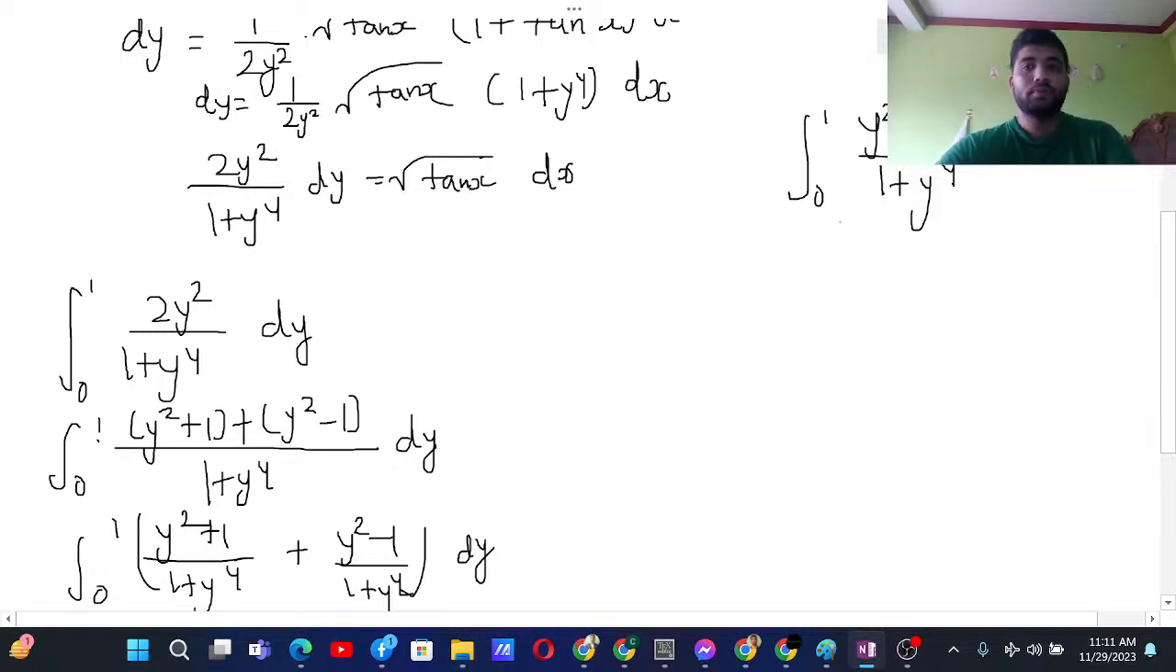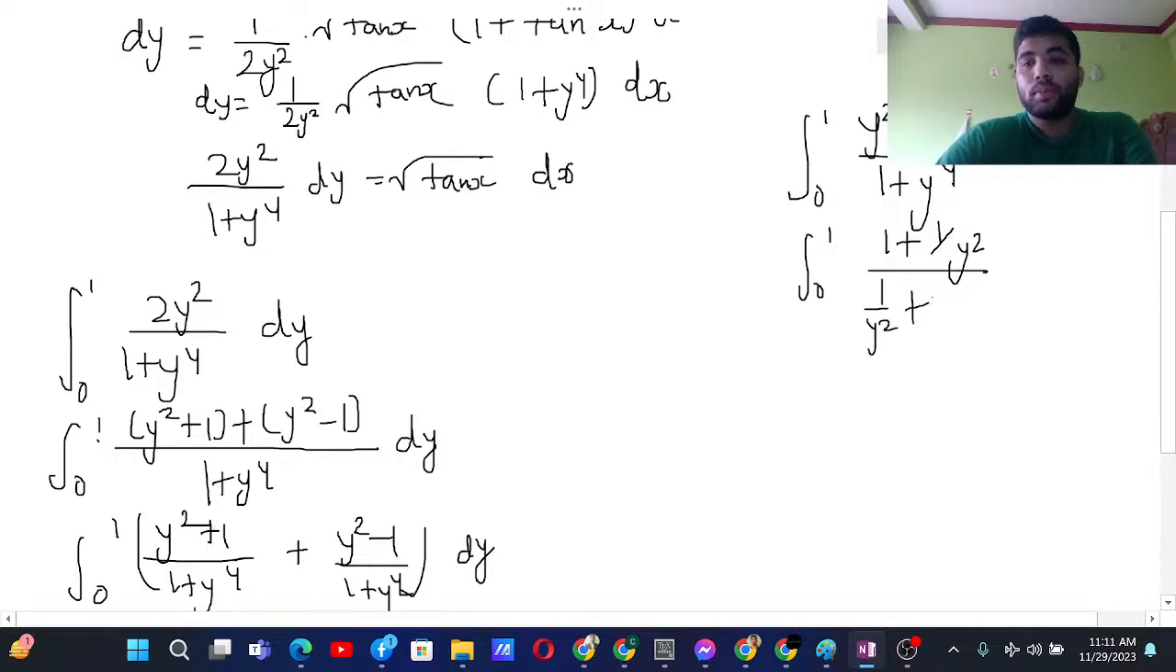For this integral, we can basically do something like this. From 0 to 1, we can just divide the numerator by 1 by y square. That gives us 1 by y square plus y square dy. And now we can notice that we can just complete the square in the denominator.